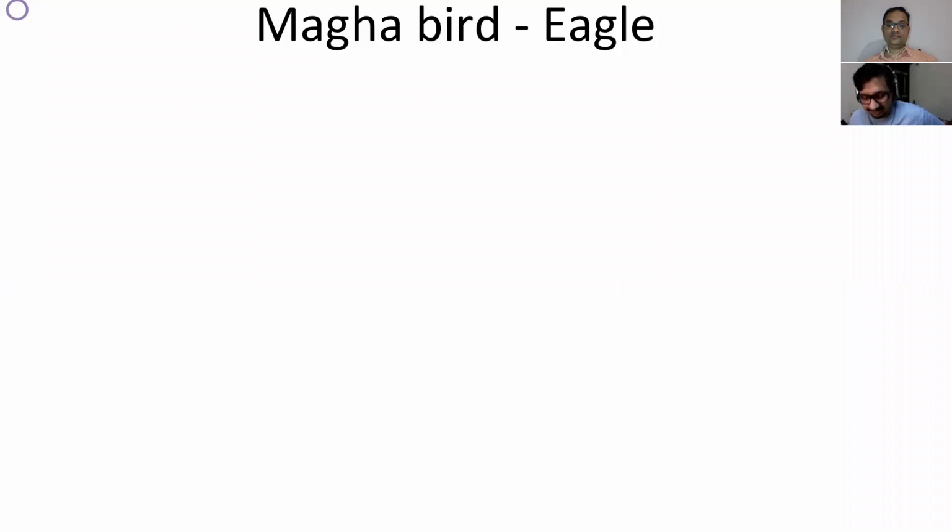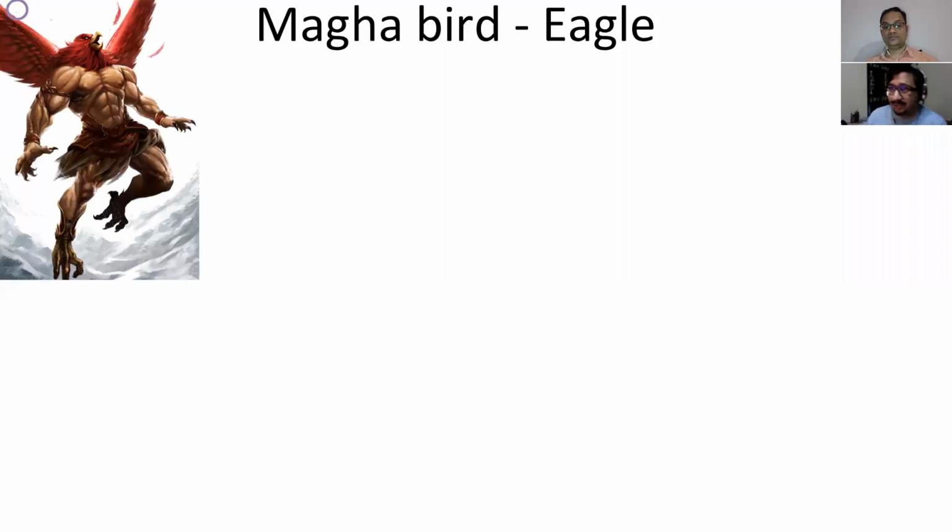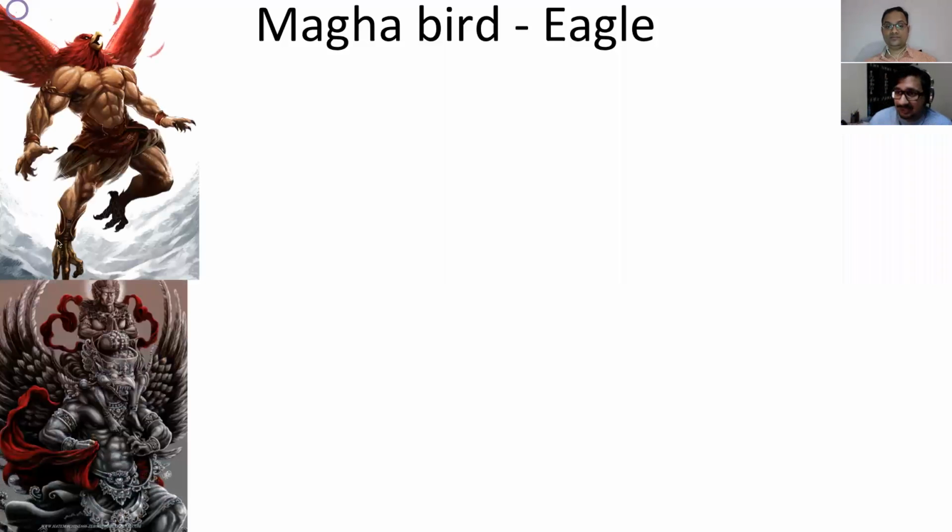And the next animal, the next bird that is associated with Magha Nakshatra is the eagle. Now in Indian mythology, the eagle is immediately associated with Garuda. And Garuda is actually the vehicle of Lord Mahavishnu. There are many mythological stories associated with Garuda, and I'll just show a small snippet of it to show some interesting themes that are coming out.